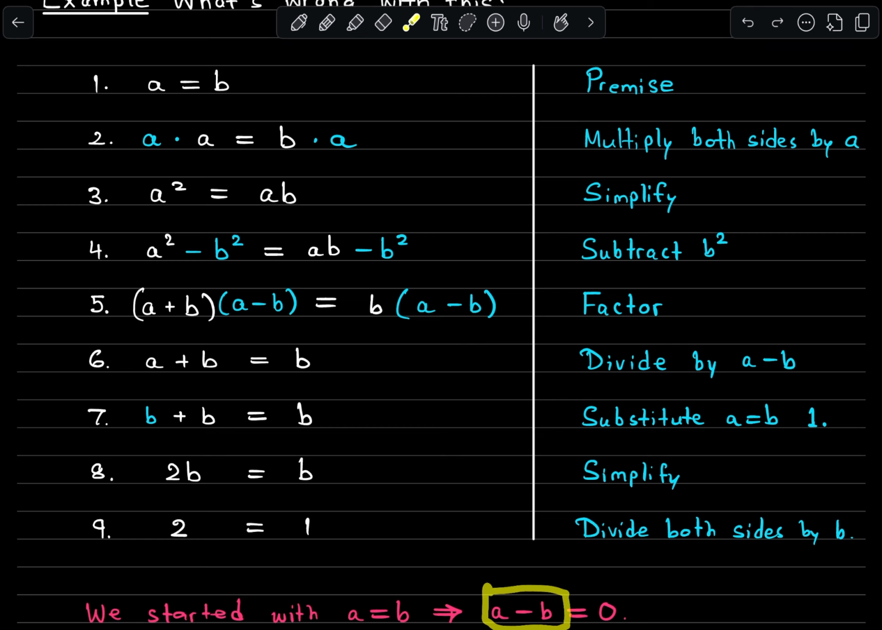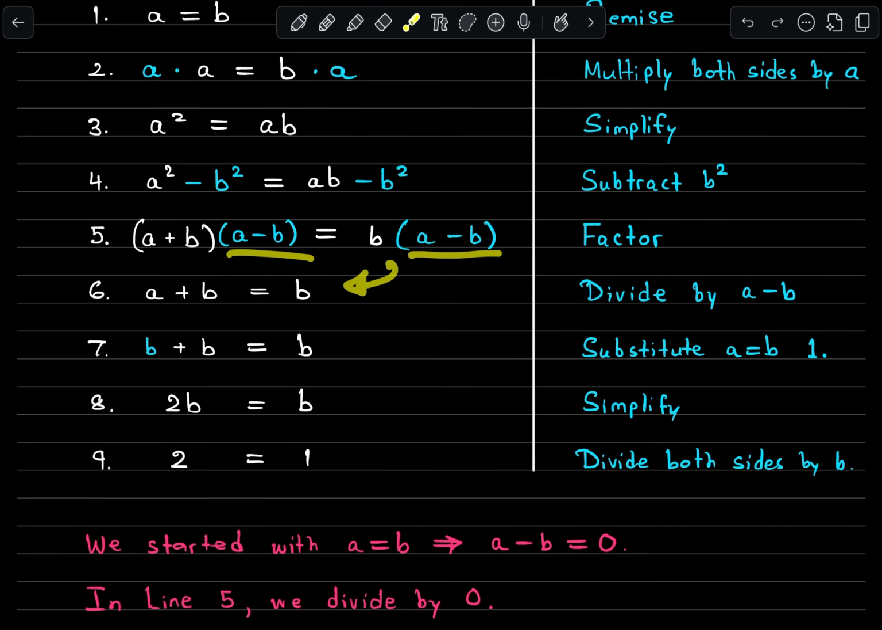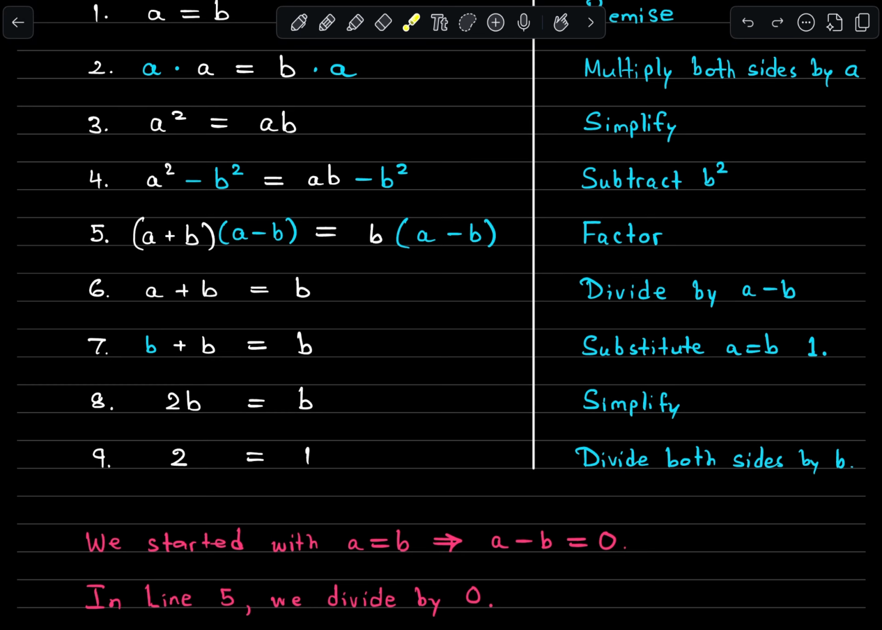But if they're the same number, then if we were to subtract the two of them, we should be getting 0. A minus B has to be 0. But if you look at step 5 to step 6, we divided by A minus B. In other words, we divided by 0, which is not a legal operation. Division by 0 is undefined in mathematics, and rightly so, because it can lead to absurd conclusions like this, where a plus a number plus itself will equal itself. And you can get that all the way down to 2 is equal to 1.